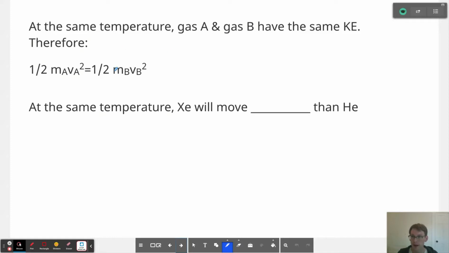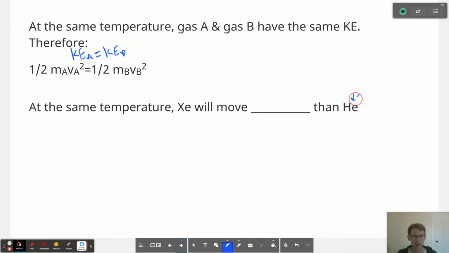So at the same temperature, two gases, gas A and gas B, will have, on average, the same kinetic energy. So what we can say is that 1/2 m_A v_A squared is going to be equal to 1/2 m_B v_B squared. We're just basically saying that KE for A is equal to the KE for B, again, if gas A and B are at the same temperature. And so based on this information, we can conclude that xenon will actually move more slowly than helium at the same temperature. How do we know this?